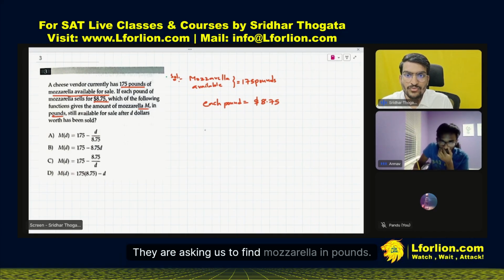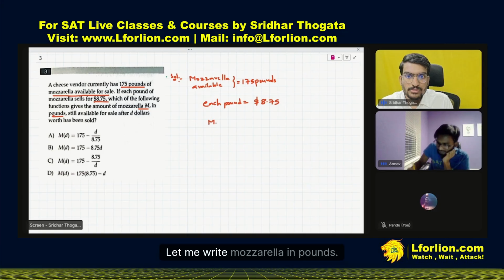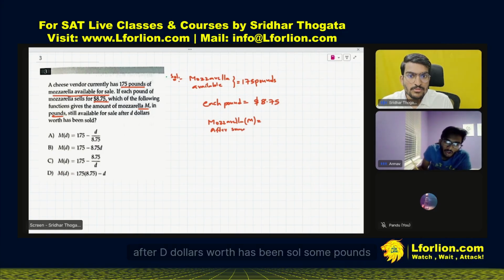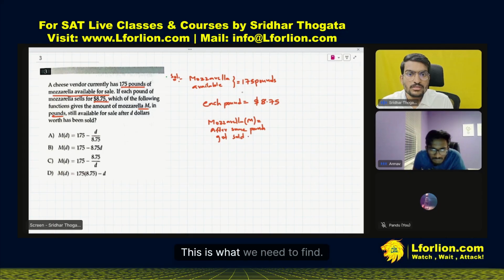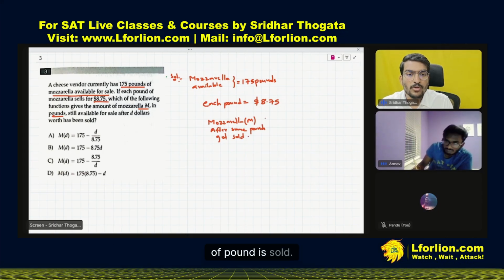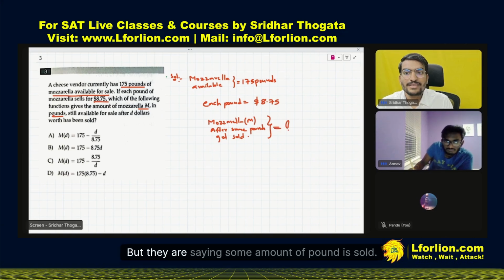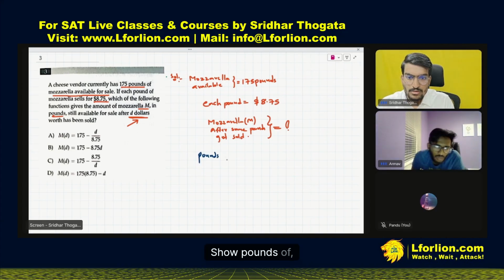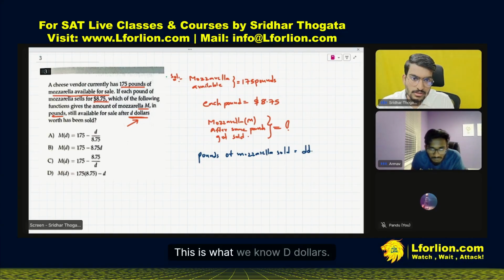Which of the following functions give the amount of mozzarella in pounds still available for sale after $D worth has been sold? They're asking us to find the mozzarella in pounds still available after some amount of pounds is sold. How much is left after some amount of pounds is sold? But they are saying some amount of pounds is sold for some $D. Got it? So the mozzarella sold equals $D. This is what we know.